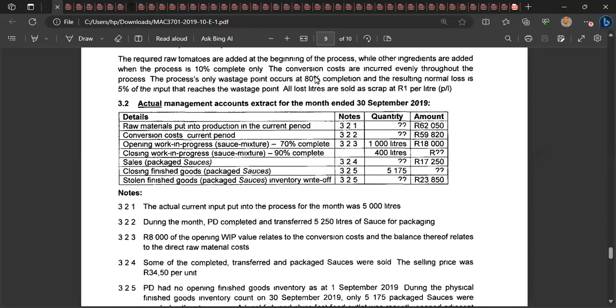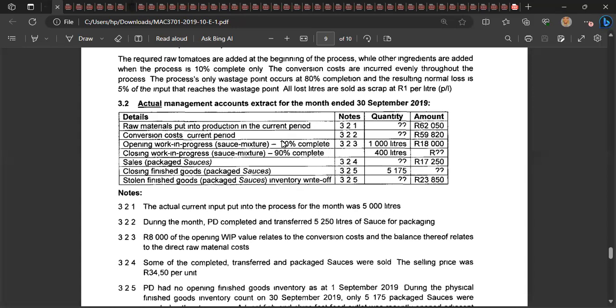This 80% is important because it gives us direction in terms of the opening work in progress and closing work in progress, in terms of whether or not it's included in this current month's wastage point. So the rule book on that is you look at the percentage here. Let's start with the opening work in progress. The percentage here is 70%.